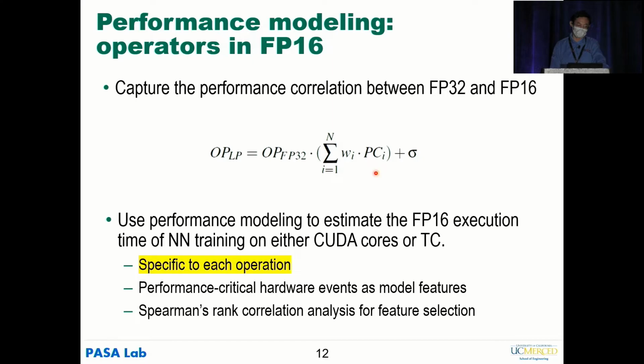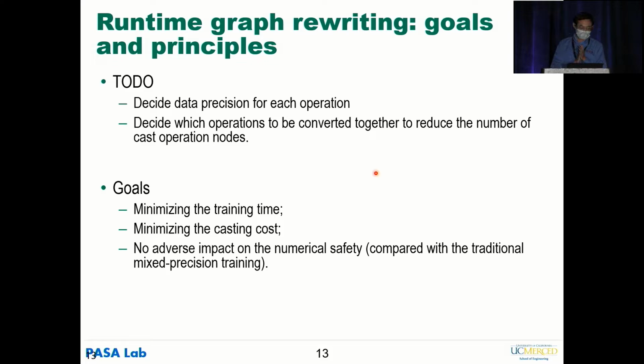Okay, now let's see what's next. We have a performance model, what should we do at runtime? At runtime, we want to decide the data precision for each operation, and then we want to decide which operations to be converted together to reduce the number of casting cost. You need to minimize the casting cost. In general, we want to minimize training time, we want to minimize the casting cost, and not impact the numerical safety compared with the traditional mixed precision training. So you want to respect the numerical safety decision made by the traditional machine learning framework.